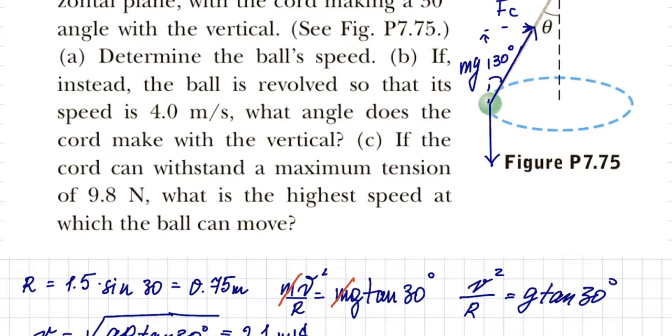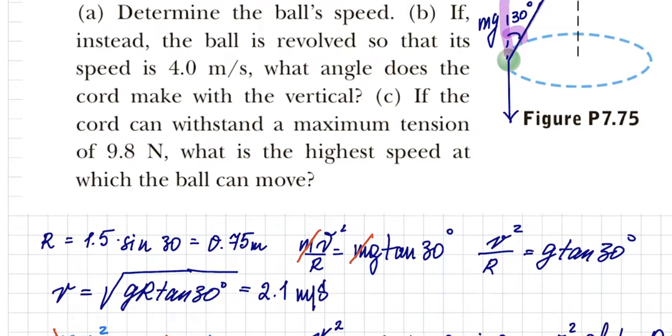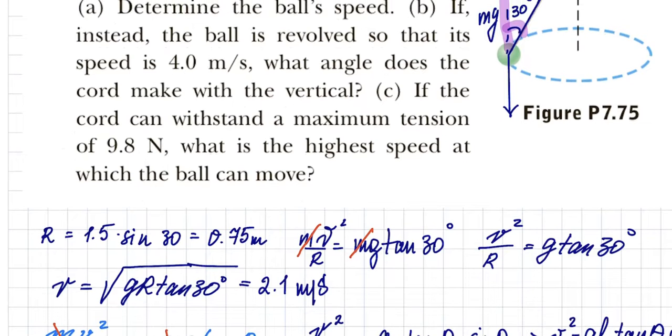Then you set your centripetal force as mg tangent, and that is because of this triangle right here. That's mg, that's your centripetal, that's your 30. Tangent of 30 would be centripetal over mg, therefore centripetal is mg times tangent. Mass cancels. You end up with v squared over r equals g tangent of 30. You know everything but v, so your v is going to be square root of g r tangent of 30, and it's 2.1 meters per second.